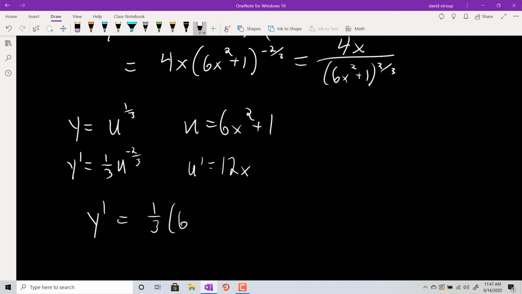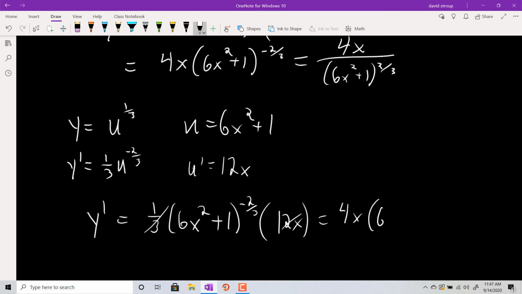We can go ahead and substitute that in then. 6x squared plus 1 to the negative 2/3 times 12x. And then, of course, simplify. 1/3 times 12 is 4. So you get 4x times 6x squared plus 1 to the negative 2/3, basically the same thing you got above, which is this guy right here. Okay. All right.